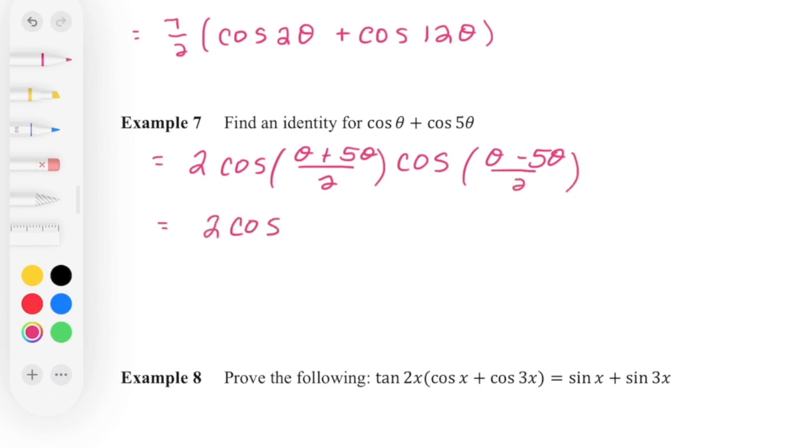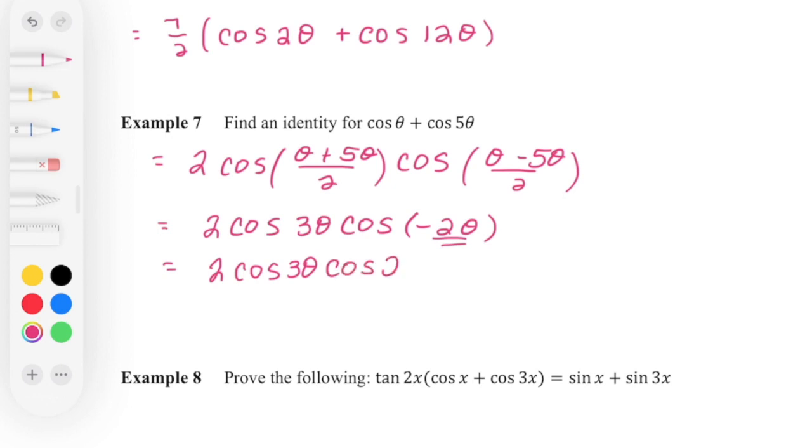Or 2 times cosine of 3 theta times cosine of negative 2 theta. Using our even and odd identity, when I have a negative value, it just becomes positive. So 2 times cosine of 3 theta times cosine of 2 theta.